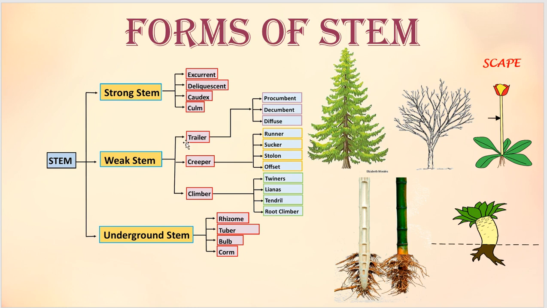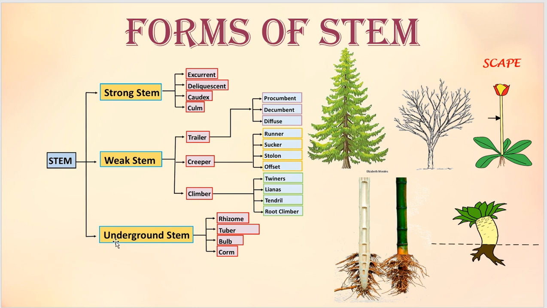And then weak-stemmed plants are first categorized as trailers. Trailer has three subtypes: procumbent, decumbent and diffuse. And creeper has four subtypes: runner, sucker, stolon and offset. And climber has four subtypes: twiners, lianas, tendril climbers and root climbers. And then the next one is the underground stem.